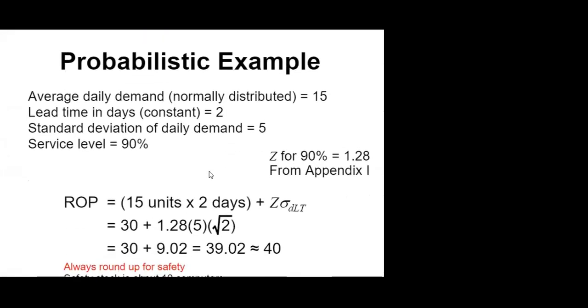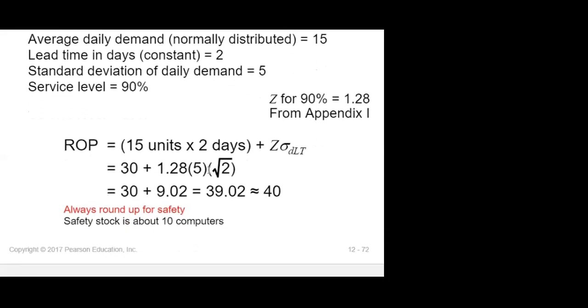So let's see an example. Saying the average daily demand, normally distributed, is 15. Lead time is 2. Standard deviation of daily demand is 5. So 15, 2, and 5. Service level we're required is 90%. If you go back and check on the Z table, please do it and check if you can find the 90%. You should get a number close to 1.28. This is a rounded number.